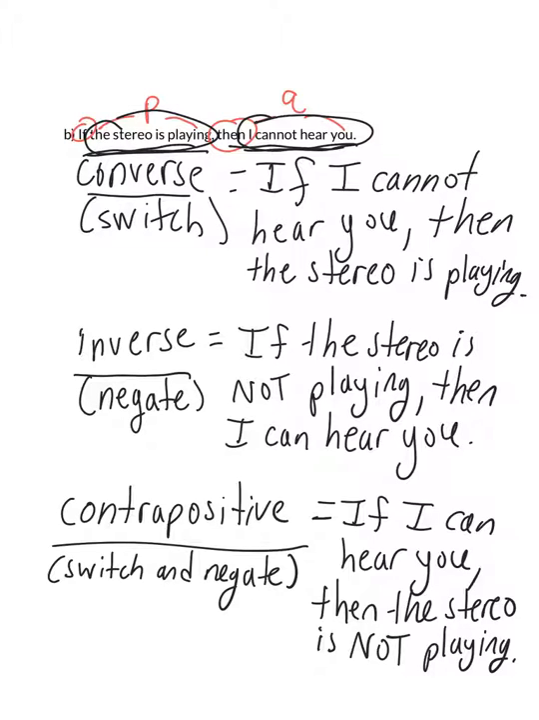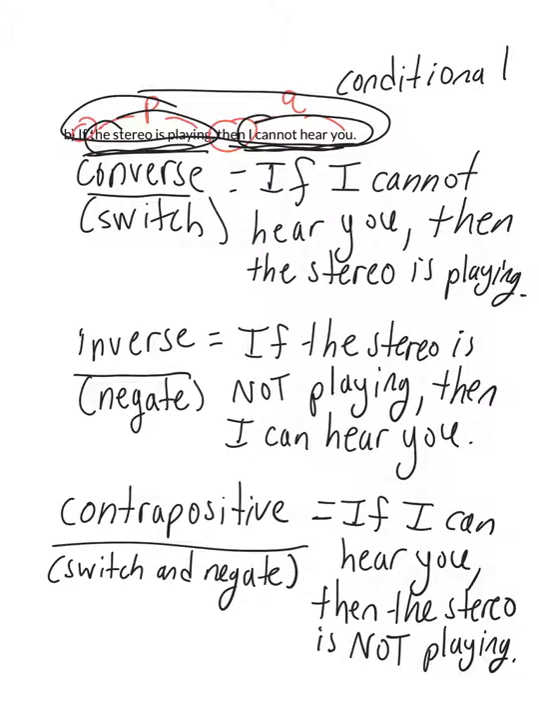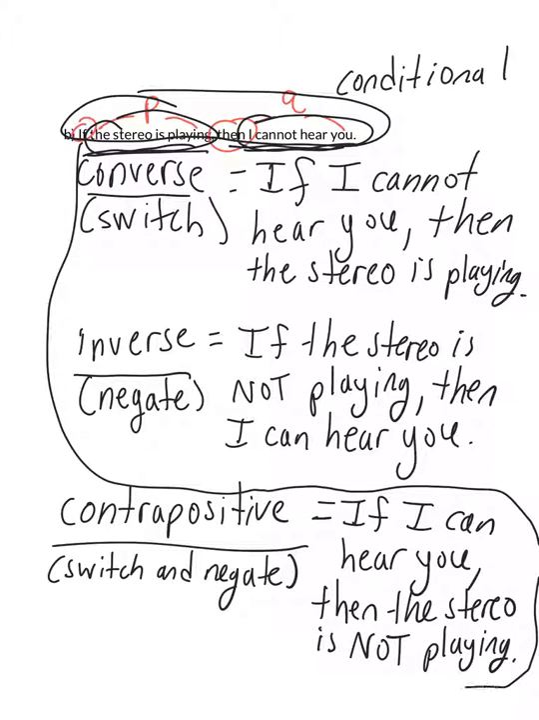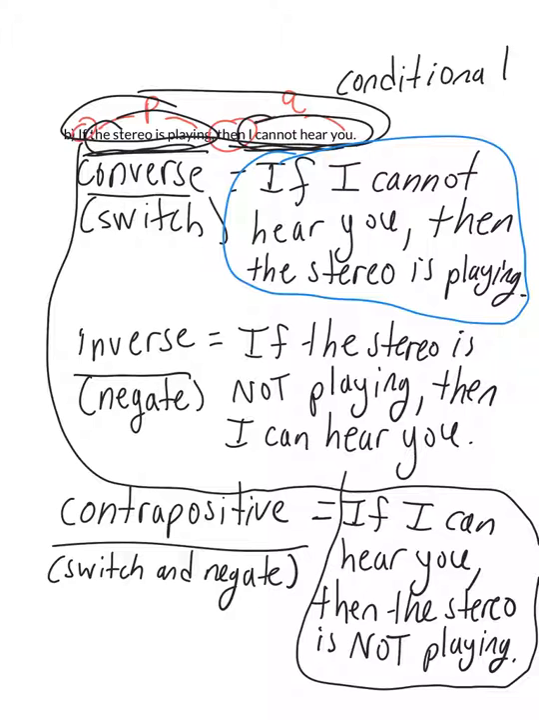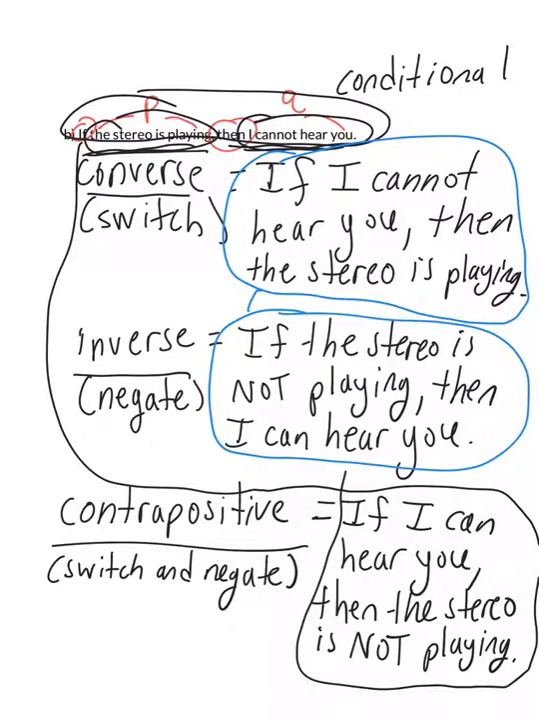Now, which sentences are equivalent? Well, the original sentence, if the stereo is playing, then I cannot hear you. That original conditional, remember that is always equivalent to the contrapositive, which was if I can hear you, then the stereo is not playing. The converse, if I cannot hear you, then the stereo is playing, is always the same as the inverse, which is if the stereo is not playing, then I can hear you.